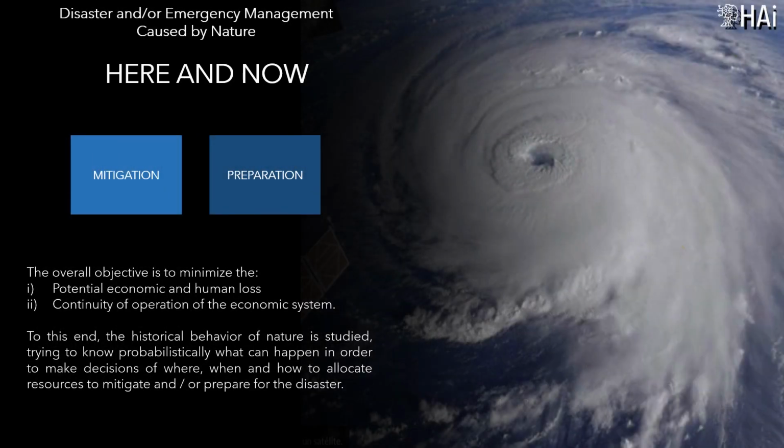The mitigation and preparation of disasters caused by nature implies: the overall objective is to minimize the potential economic and human loss, and continuity of operation of the economic system. To this end, the historical behavior of nature is studied, trying to know probabilistically what can happen in order to make decisions of where, when and how to allocate resources to mitigate and/or prepare for the disaster.